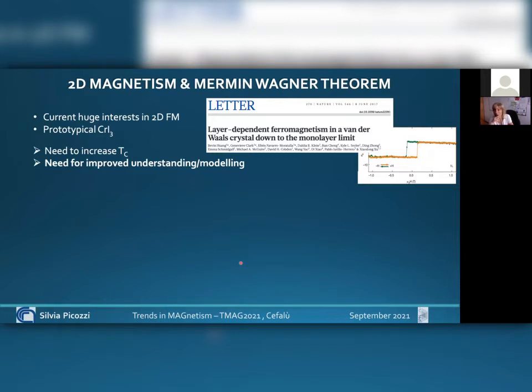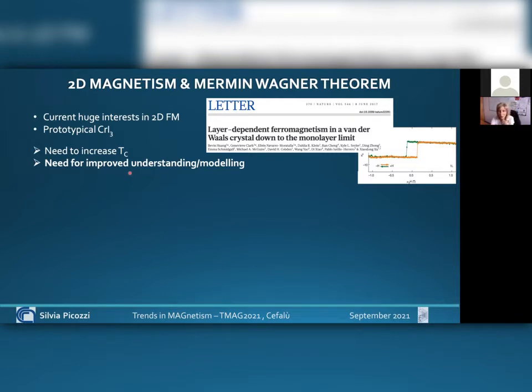So let me now move to the topic of the talk, actually. And so I want to talk about 2D magnetism, which is one of the topics at the center of big interest. The hype started in 2017, 2016, with the discovery of ferromagnetism in chromium-3, monolayer and bilayer. However, the understanding is not yet complete. There is still room for improvement.